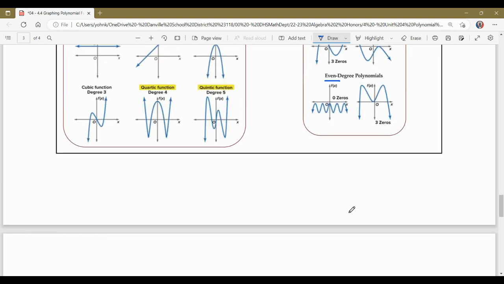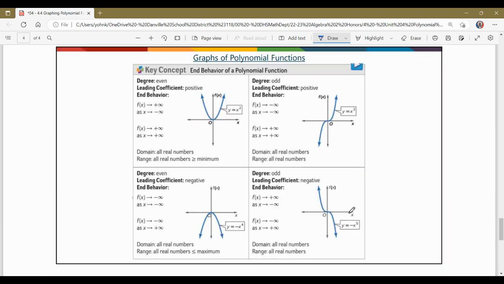Now I can throw even more at you because here's a graph that kind of pulls together everything that I have been talking about. The degree is even if the end behaviors are the same. So this top left picture and the bottom left picture. The degree is odd when the end behaviors are different. One is positive infinity, one is negative infinity.